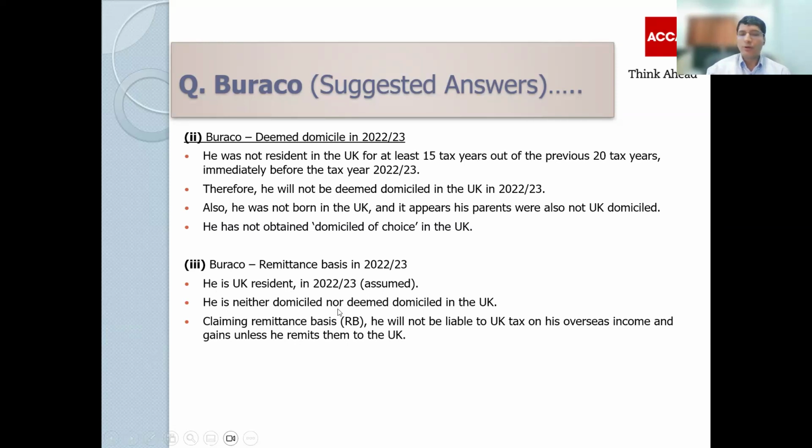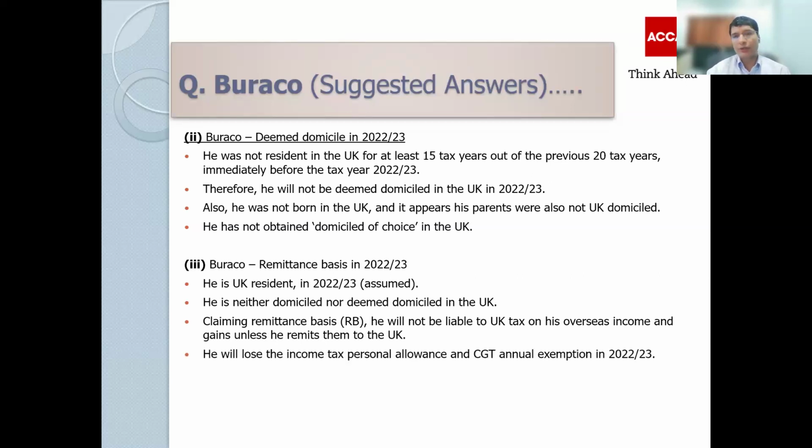The first 2 points, not really greatly relevant. If you remember, if you have time, you can put it there. Otherwise, this is the main point. Claiming remittance basis, he will not be liable to UK tax on his overseas income unless remitted. But this is another important point that you add. He will lose the income tax personal allowance and CGT annual exemption in 22-23 if he claims remittance basis. This is the point you need to add. So this third and the fourth point you add in the exam.